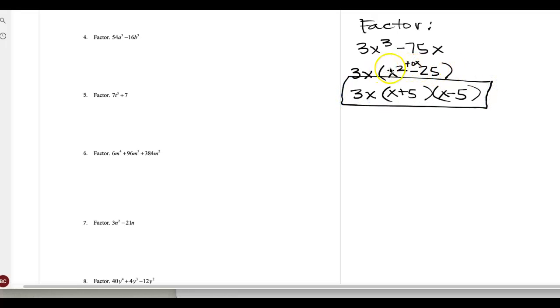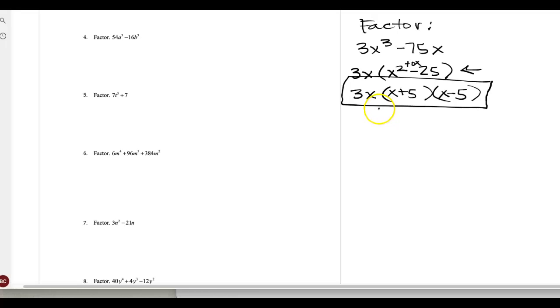Okay, if on the test you left it like this, you'll get a couple of points for factoring out that greatest common factor, but you won't get the full points unless you make sure everything is factored completely. Okay.